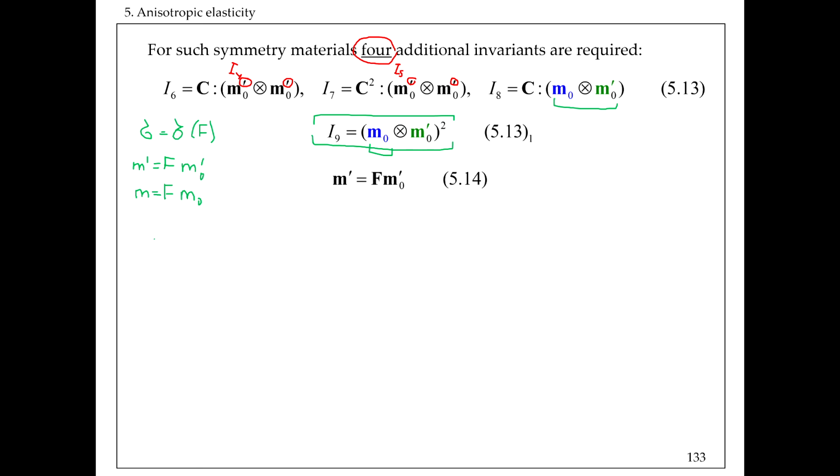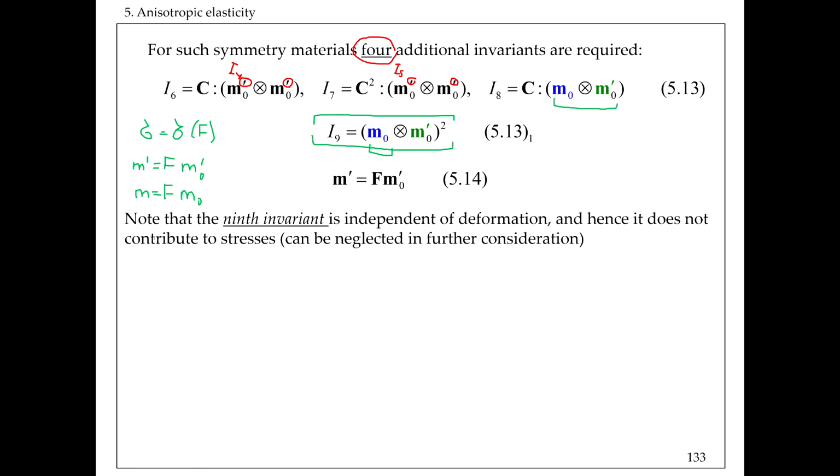All right, so to put this into a formula, that's again our formula for I4, and as I already mentioned briefly, the invariant I9 is not really that important for the continuation of our derivation of stresses. If you look into the invariant I9, you don't see the dependence on the deformation, and therefore when you take a derivative, it will produce zero contribution.